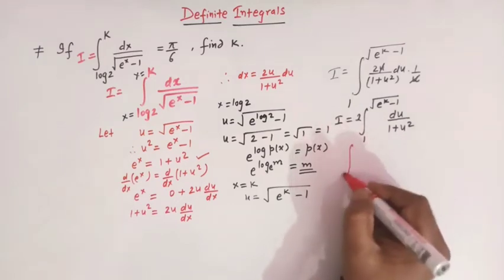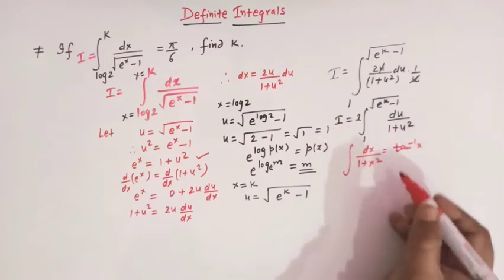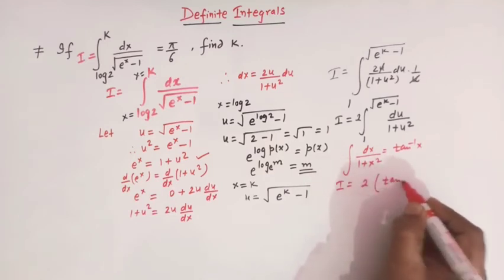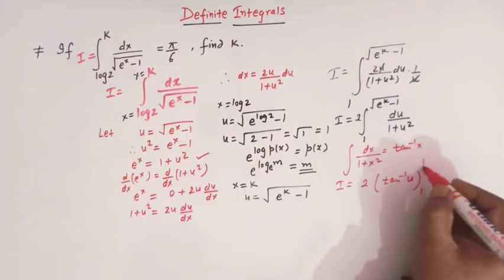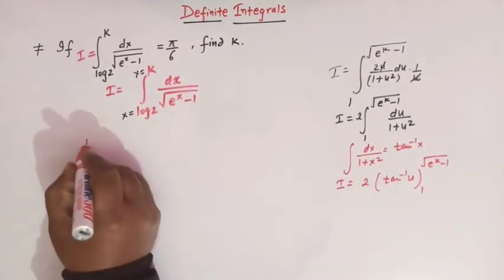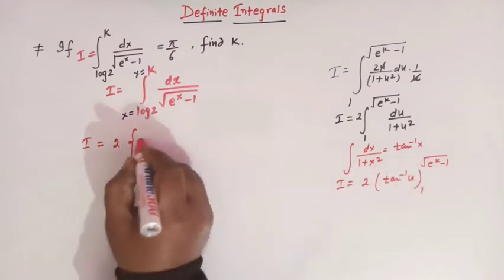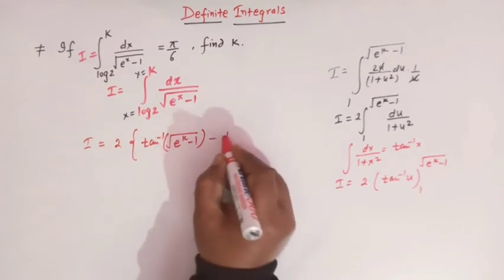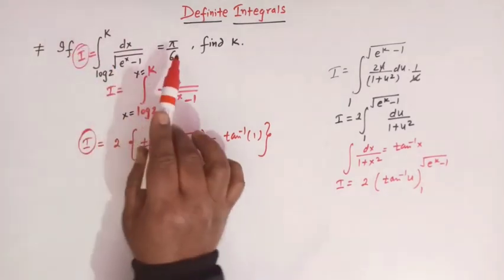And now we can use the result, that the integral of dx over 1 plus x square is equal to tan inverse x. So here we have I is equal to 2 times the integral of 1 over 1 plus u square, which is tan inverse u, and the limits are from 1 to square root of e raised to k minus 1. So now we can substitute the limits and take the difference. So we have 2 times tan inverse square root of e raised to k minus 1 minus tan inverse 1.